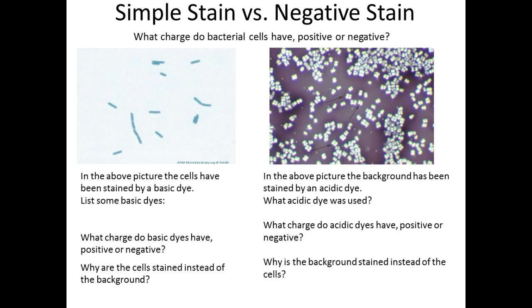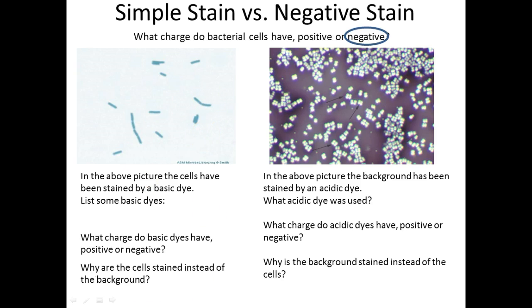What charge do bacterial cells have, positive or negative? Negative. And this is why they stain differently with the different dyes that we use, because the different dyes we use have different charges. So in this above picture, we used a basic dye. What charge do basic dyes have? They're positively charged. So in this case, we stain the cell because the cells are negative, the stain is positive, opposites attract. So you notice the cells themselves have taken up the dye.